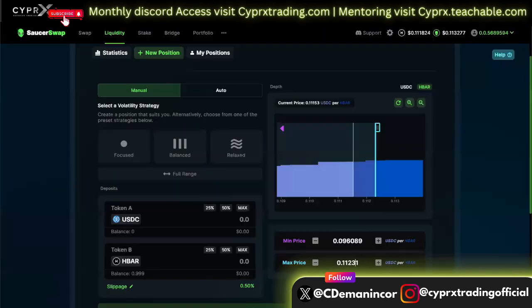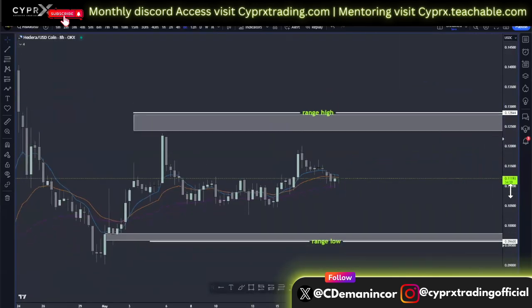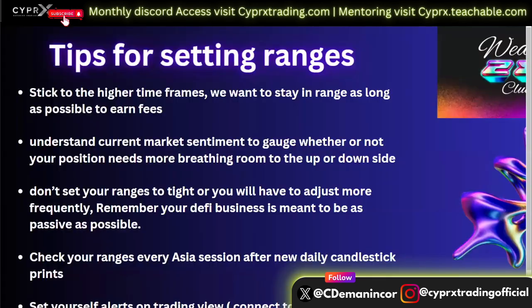So we're going to go back into our Saucerswap, and here we're going to change this number to 12.800. All right. Boom. Now all you would need to do is go back, double check everything, and make sure it looks healthy. And keep in mind tip number 5: set yourself alerts and alarms on TradingView.